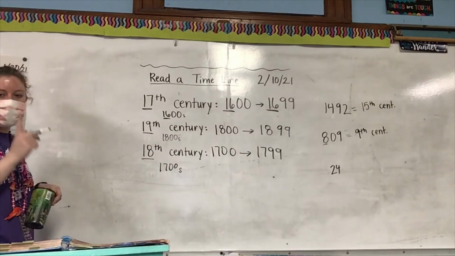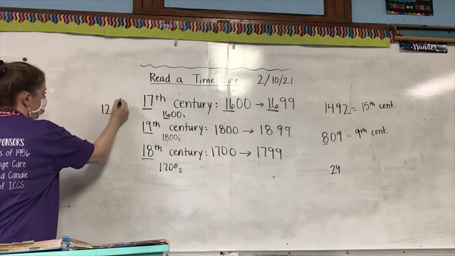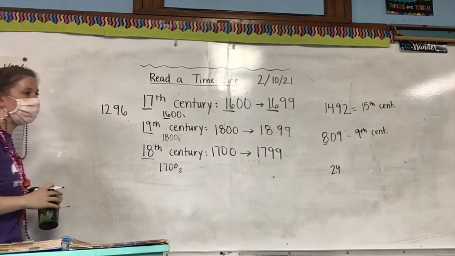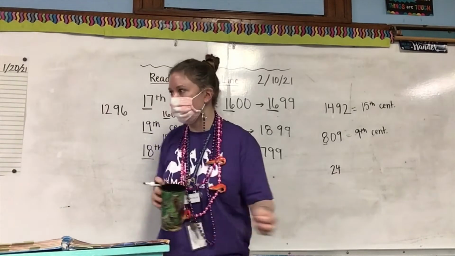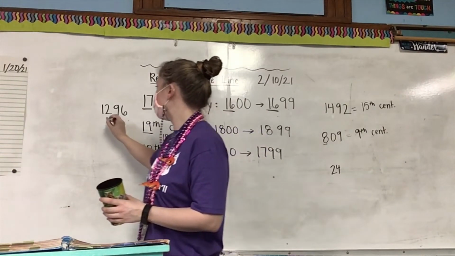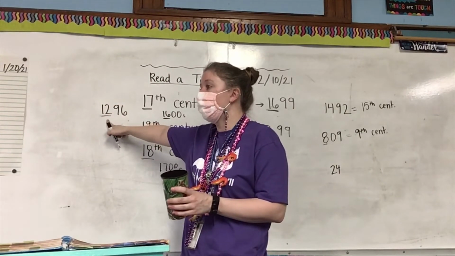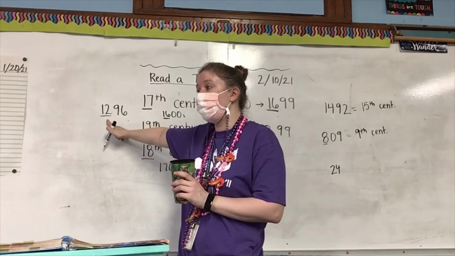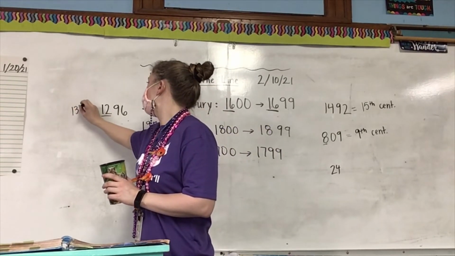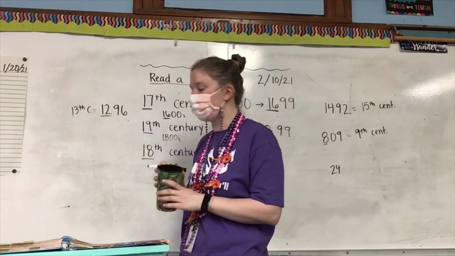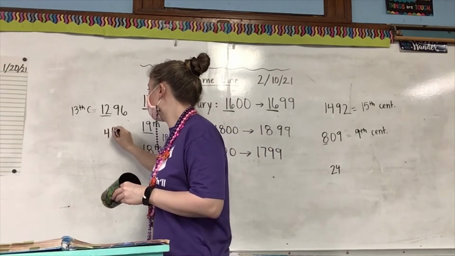The year 1296. Aaron, what century did that happen in? The 13th century, because it's 4 digits. The first 2 digits are 12. If the year is 4 digits, we add 1 to the first 2 digits, which would mean the 13th century. The year 48.